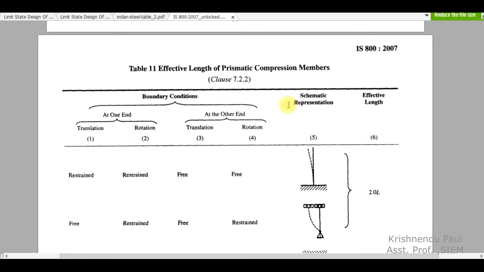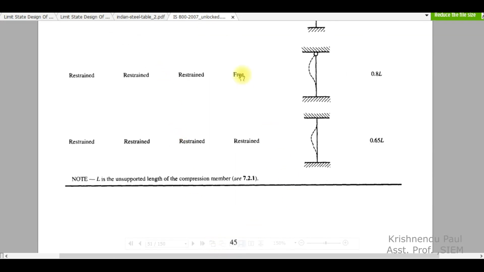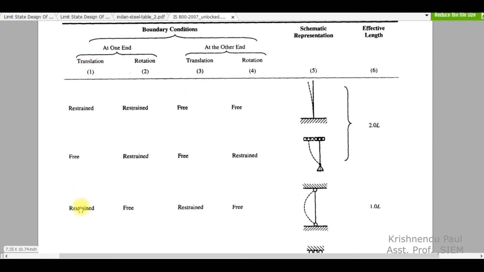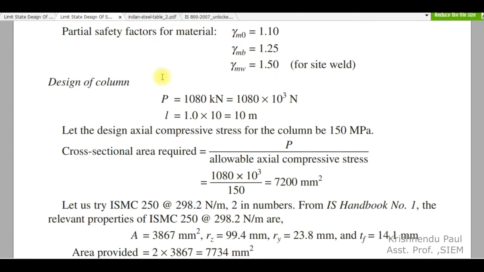If you go to IS 800:2007, Table 11 on page number 45, you can see here that translation is restrained, rotation is free, it is allowed to rotate. Translation is restrained, rotation is free, so it is 1.0 L. So the effective length factor will be 1. Okay, now here the effective length is equal to 1 into 10, in meter.